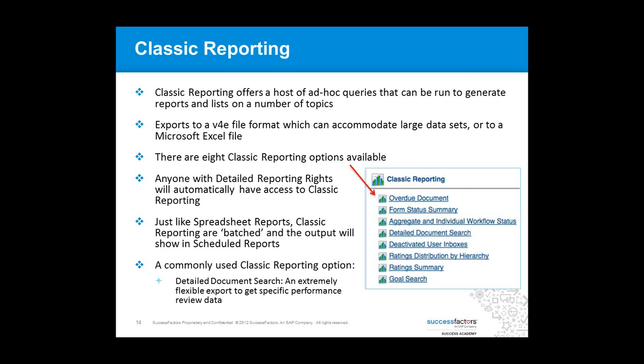And there are about 8 classic reporting options, like overdue, form status, aggregate and individual workforce, detailed document search, deactivated user inboxes, rating distribution by hierarchy, rating summary, and goal search.